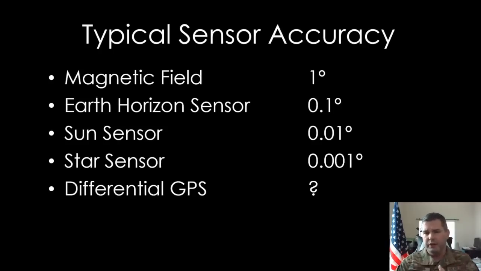The magnetic field, you're probably only good to about a degree. The Earth horizon sensor, about 1/10 of that. The sun sensor, 1/10 of that, but then the star sensor, 1/10 of that. All right, so you can get more and more precise, but you can almost look at that as an increase in cost as well, except for the differential GPS. If we actually plotted it in terms of precision, differential GPS would probably be considerably higher than star sensor.